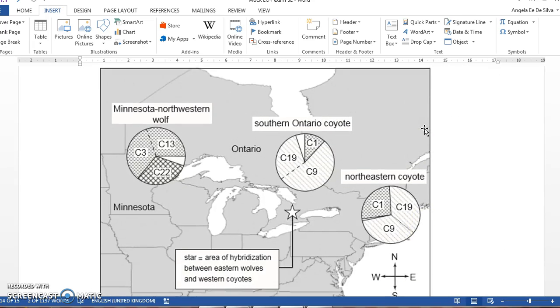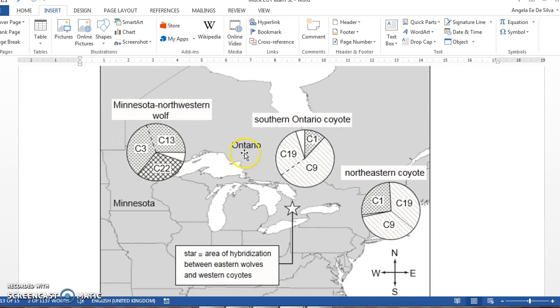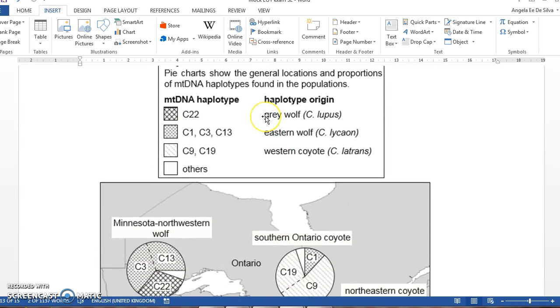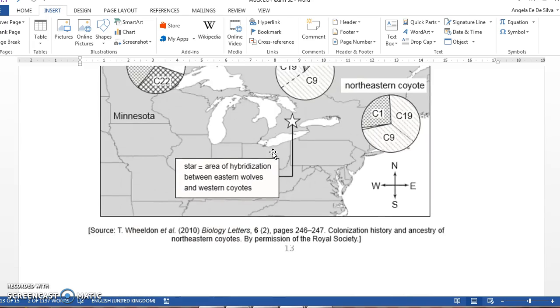So if we look at western coyote and grey wolf, we don't find them here. Please remember that this refers to the areas, the populations of an area, but this refers to the specific species, the grey wolf and the western coyote. So is there an overlap in their DNA information? Grey wolf has got C22 and western coyote has got C9 and C19. So obviously there is no overlap, and all you need to do is just write that down, and then you've got your marks.